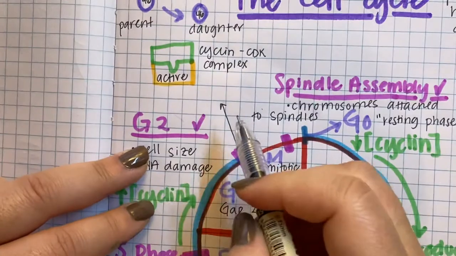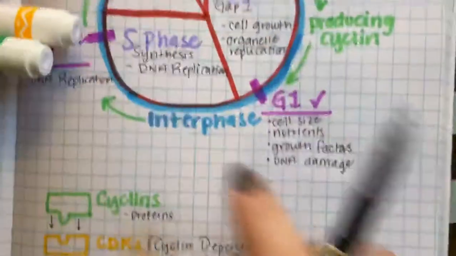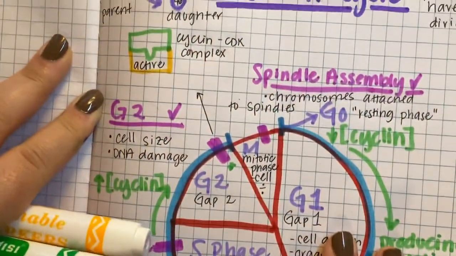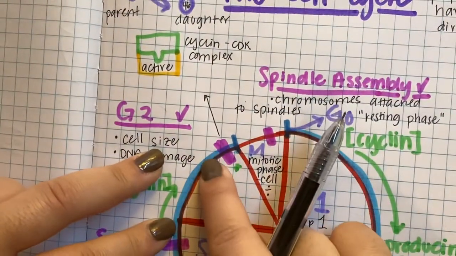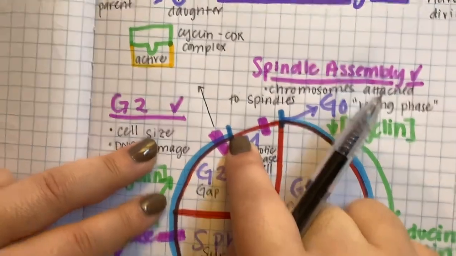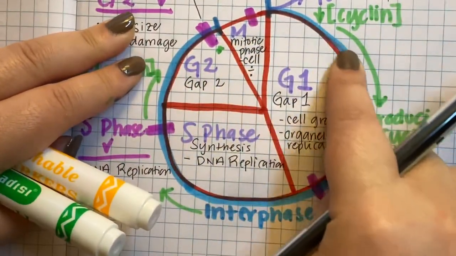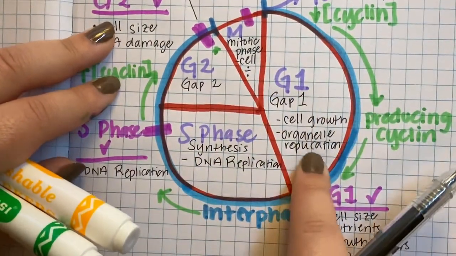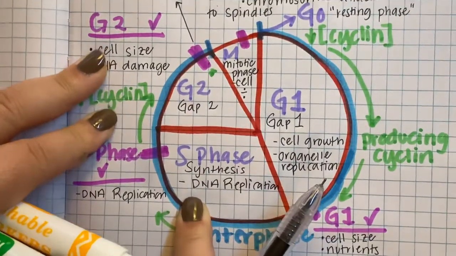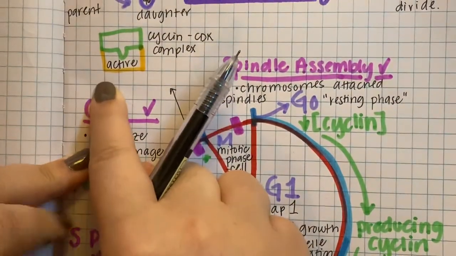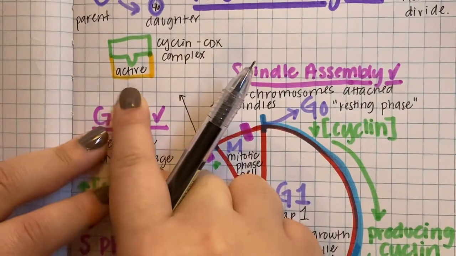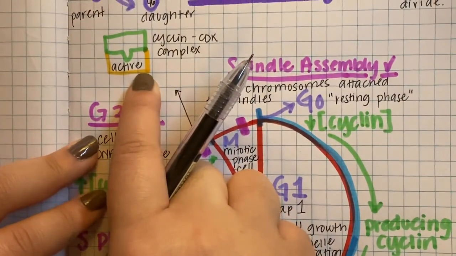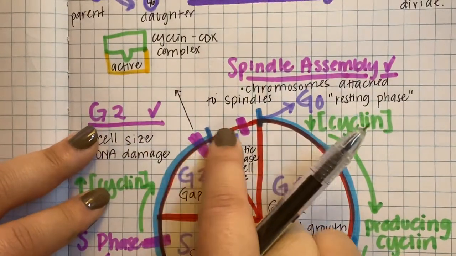So now we have an active enzyme, and it's going to phosphorylate or activate other enzymes. So if this cell is trying to move from G2 to the M phase, if the cell was healthy enough and it replicated its DNA appropriately and it grew enough and it had all the appropriate organelles for protein synthesis, then you're gonna have a lot of these complexes. And what this CDK will activate is it'll activate the target enzymes to continue to the next phase.